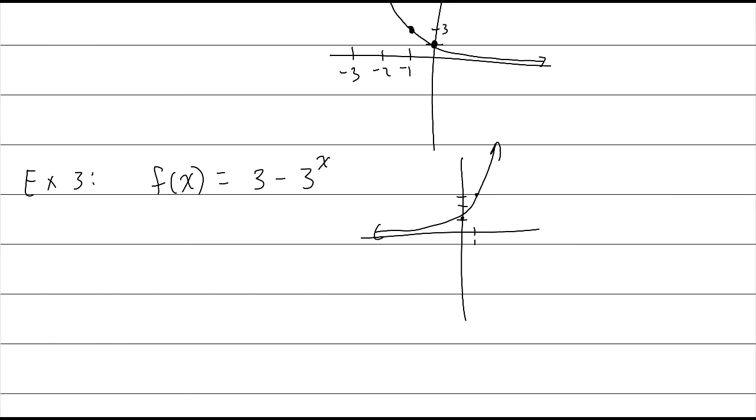If there is a negative situated outside of that 3 to the x, remember a negative on the outside means to reflect it across the x-axis. In other words, flip it downward. So instead of being up here, it's going to be down here. Reflect it. I'm going to go ahead and draw it down there then.